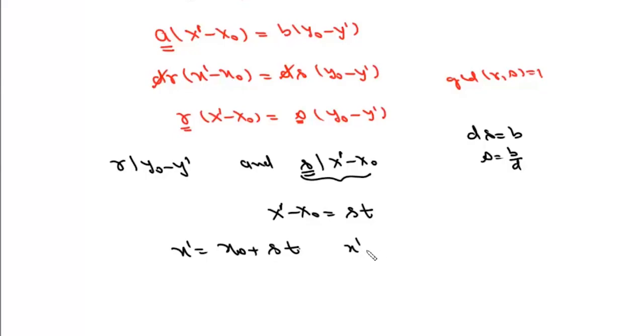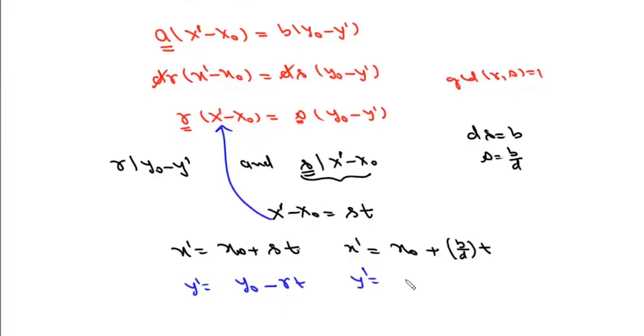So we can write this general solution as x dash equals x0 plus b upon d into t. And if we put x dash minus x0 as st, then we'll get y0 minus y dash as rt, or y dash will be y0 minus rt, that is y dash is y0 minus r, and r is a upon d, times t. So this is how we find the general solution to this simple linear Diophantine equation.